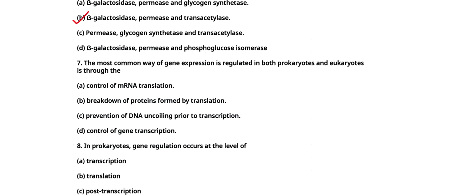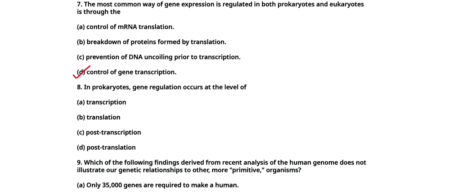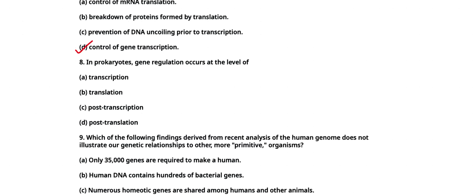Seventh question is the most common way gene expression is regulated in both prokaryotes and eukaryotes is through the control of mRNA translation, breakdown of protein formed by translation, prevention of DNA uncoiling prior to transcription, control of gene transcription. So the answer will be D, control of gene transcription. So the explanation is all of these are ways that gene expression can be regulated, but transcription control is clearly the most common mechanism.